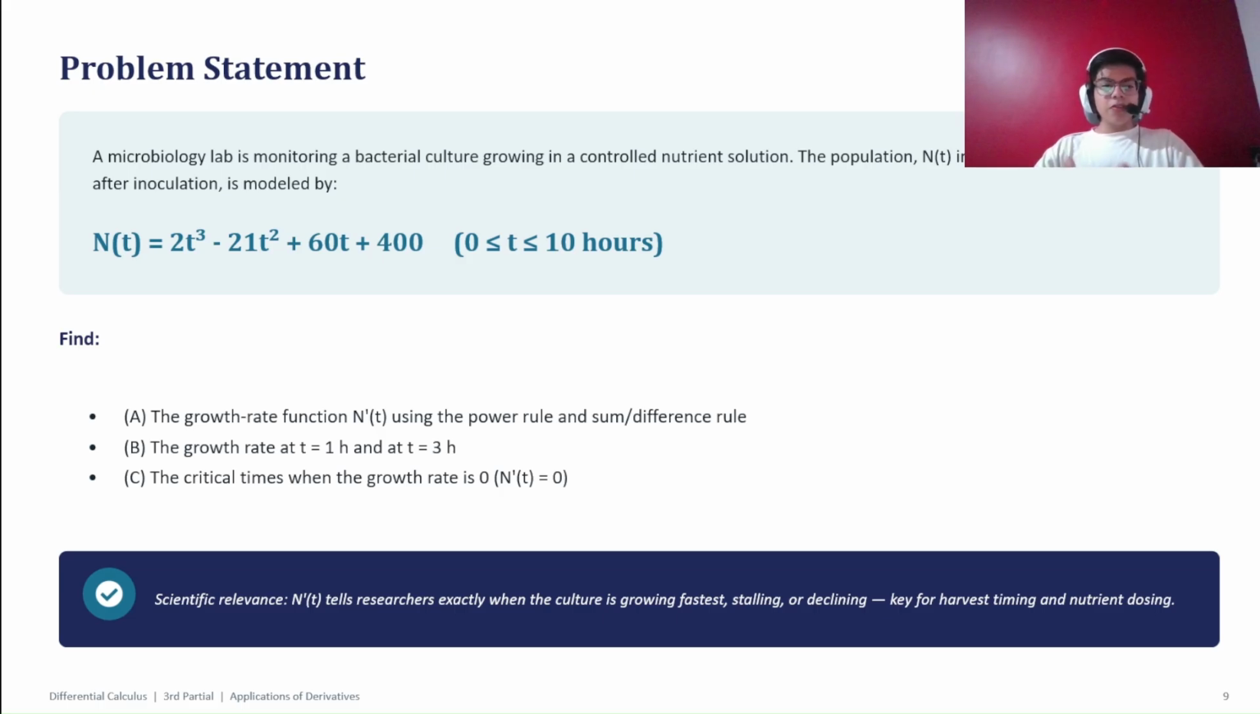Well, we need to find: A, the growth rate function N prime of t, using the power rule and sum and difference rule. B, the growth rate at t equals 1 hour and at t equals 3 hours. C, the critical times when the growth rate is 0, N prime of t equals 0.